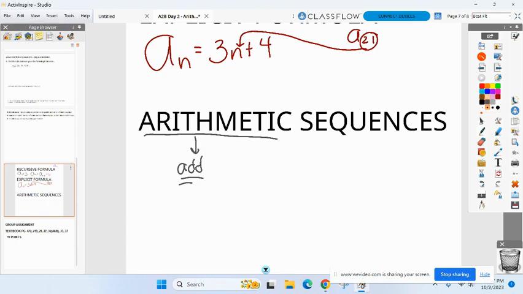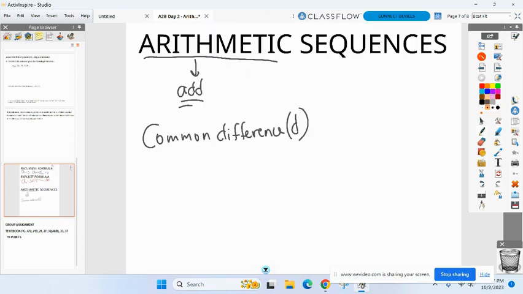And what's that number called we add? That's called the common difference. And what's the letter we have for it? D, lowercase d. And where we are here is a formula on your formula sheet. So if you don't have a formula sheet, make sure you get one from me today. And that is this formula right here. This can only be used for an arithmetic sequence.